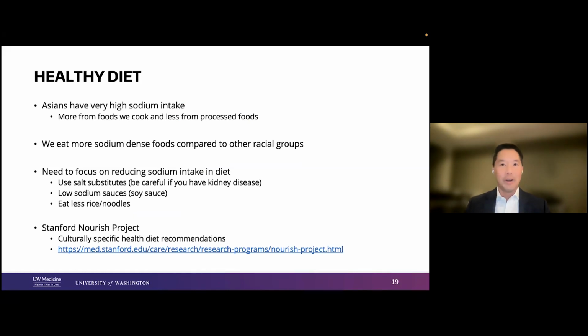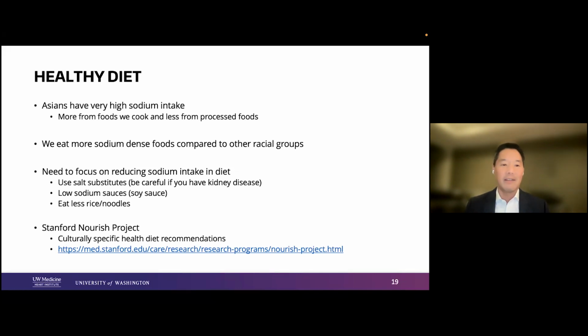So we know, and I know you know, that we eat a very high sodium diet. Interestingly, unlike Western diets, we tend to get more sodium from the foods that we eat and cook and less from processed food. So for example, in rural China, 70% of the sodium comes from the food they're actually cooking, whereas in the United States, 70 to 80% comes from processed foods, pre-packaged foods, crackers, cookies, things like that. Additionally, Asians tend to eat higher sodium density foods compared to other racial groups, and that's even true here in the United States. So we really need to focus on reducing sodium intake in our diet, using salt substitutes, using less sodium sauces and soy sauces, and eating less rice and noodles. And I'll sort of explain that to you here in a minute.